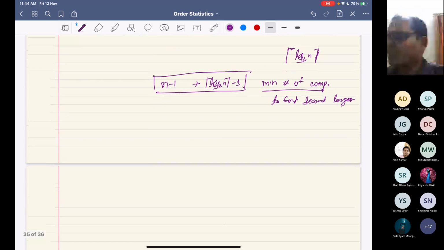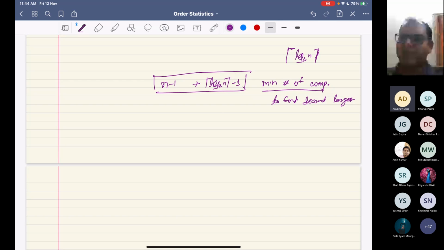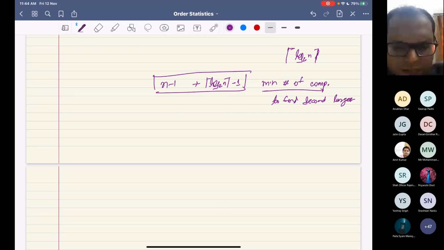Okay. Good. So now, yeah, it's time. Okay, I'll just ask one more question. Sir, this number you got, n minus 1 plus log base 2 n minus 1. Sir, how do we know that this is the minimum of all possible algorithms?